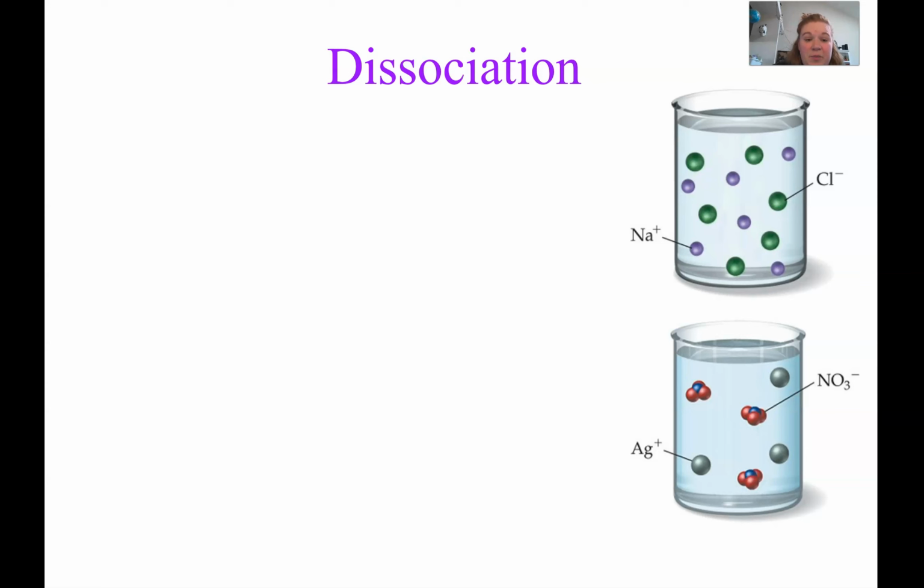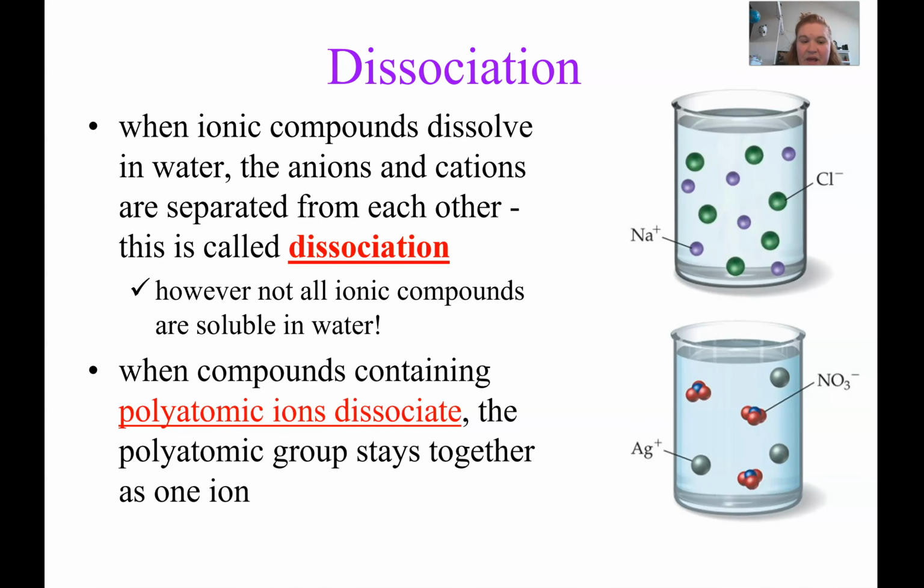Now when things are soluble, they will dissociate. So we have an example up here of NaCl. When NaCl, when table salt is put into water, there aren't any sodium chloride units left behind. They all break apart or dissociate into sodium cations and chloride anions. If we have a polyatomic, so the example that's down here is silver nitrate, the ions break apart, meaning we get silver cations and nitrate anions, but the nitrate, that polyatomic, does stay together in its grouping.